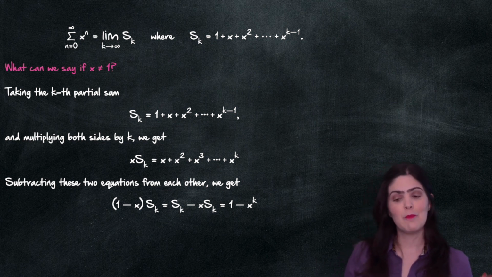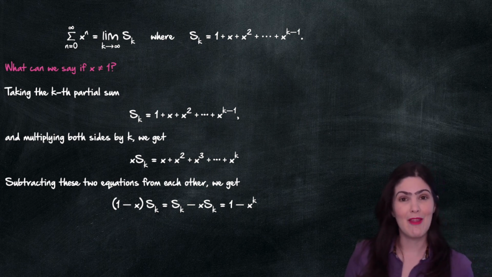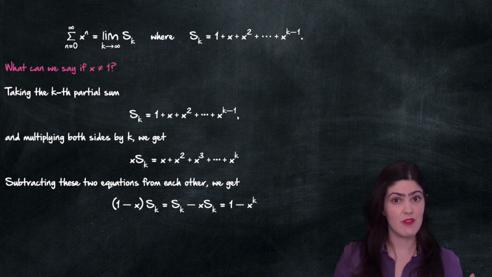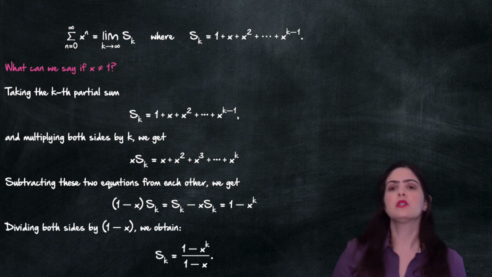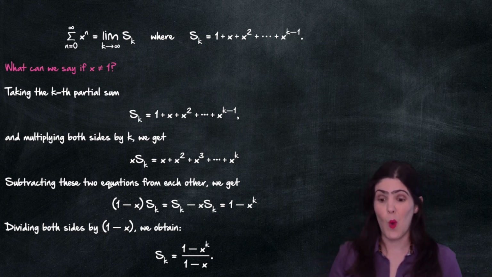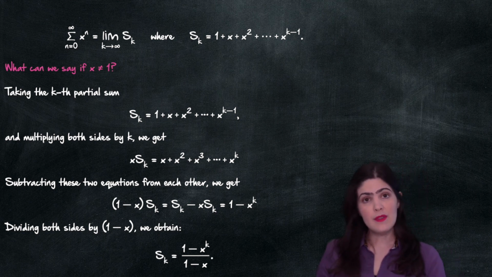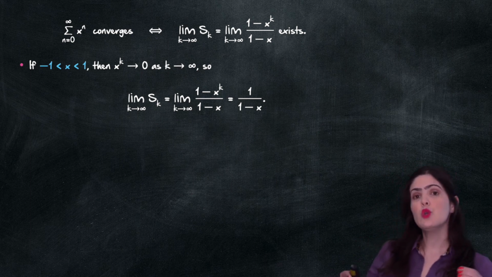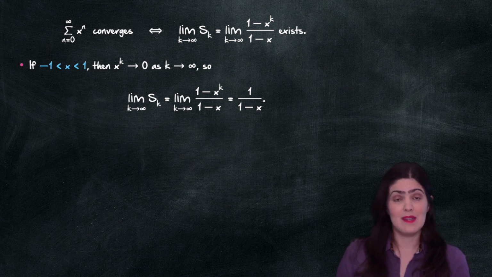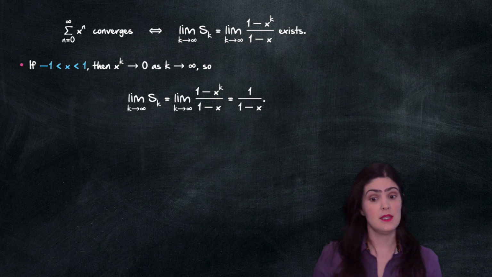And now I want to divide by 1 minus x. And I can do this because now I'm just worrying about the case when x is not equal to 1. So I will not be dividing by 0. Everything is legal, no problem. So we get that sk is equal to 1 minus x to the k divided by 1 minus x. So now, solving this problem is equivalent to knowing when the limit of my partial sums exists. So when the limit as k approaches infinity of 1 minus x to the k over 1 minus x exists.